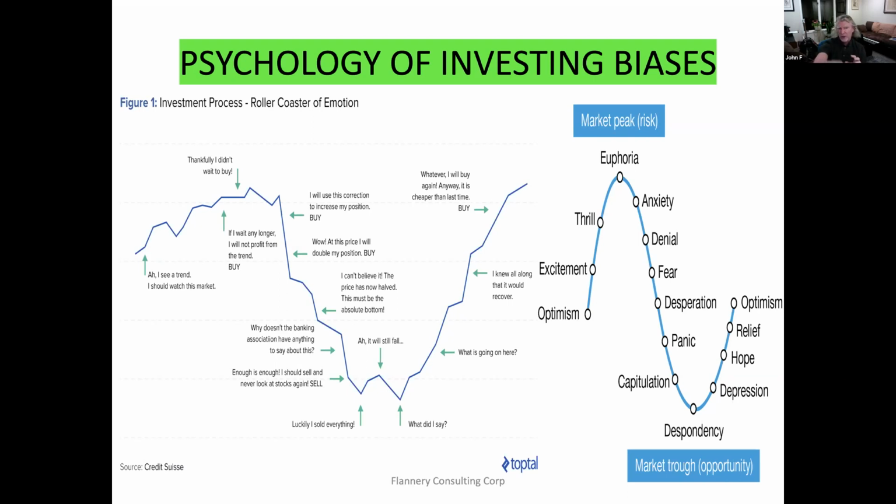And the chart on the left, if you have time to read it, it's the, well, first question, are you guys actively investing?